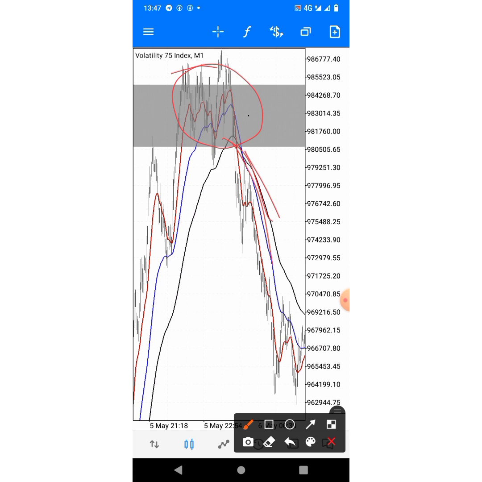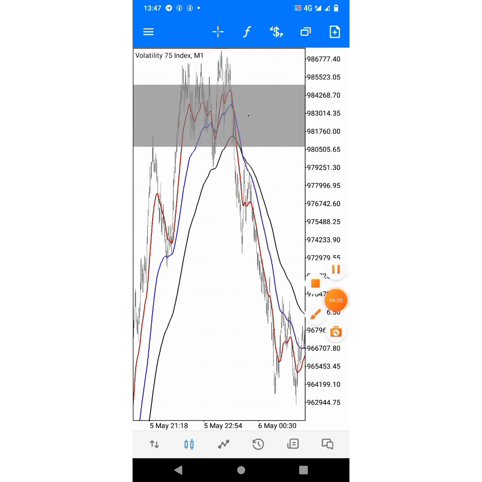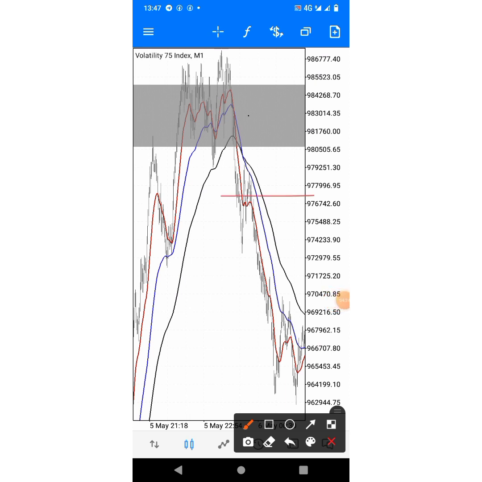All the moving averages are crossing and the price is below. So when you have that, what do you do? You enter your trades. You can enter anywhere here, and your stop is right above it.